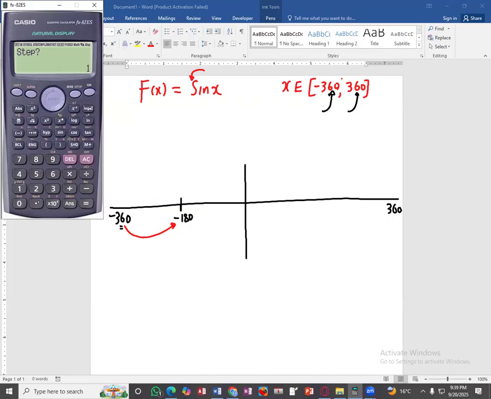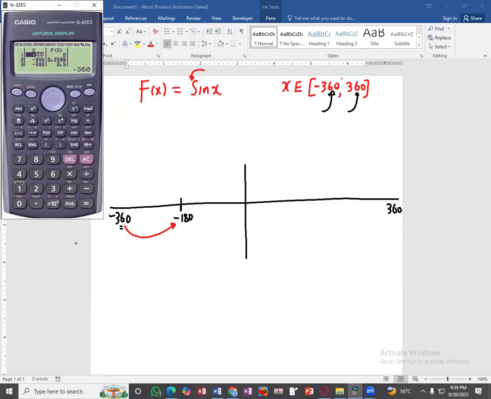The step of 15 is going to be our key step. Always use the step of 15. Guys, I know why I'm saying this. There are certain graphs which, when you sketch them, you will really need to use the step of 15. So let's always use the step of 15.